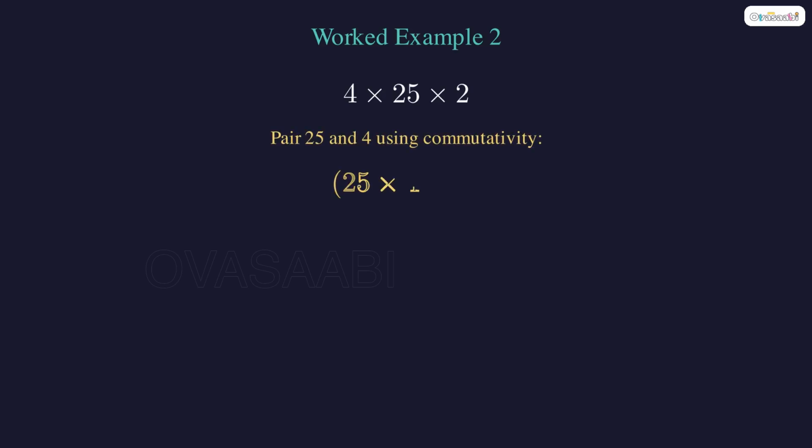Example 2. Multiply 4 times 25 times 2. Multiplication is also commutative and associative. Let us pair 25 and 4 cleverly.